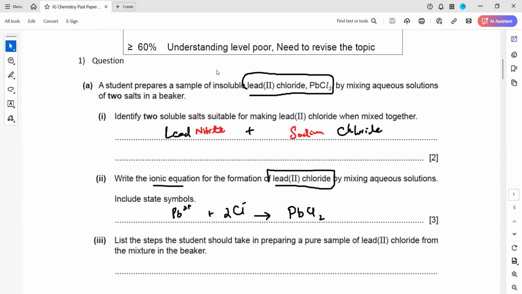Include a state symbol. What are the state symbols? Ions are aqueous, so lead is aqueous. Chloride is also aqueous, and because lead chloride is an insoluble salt, it is solid.